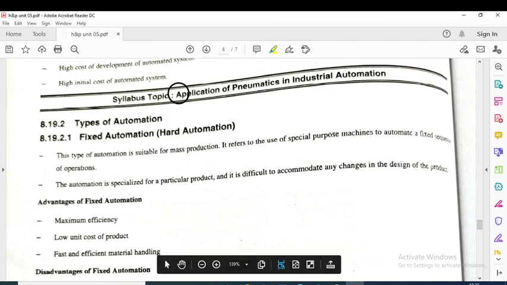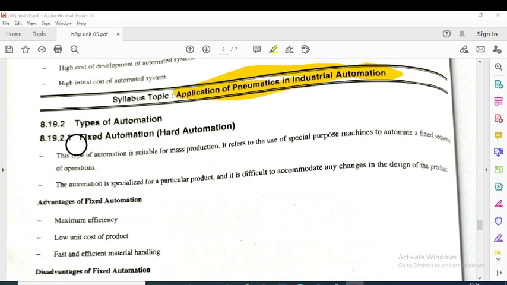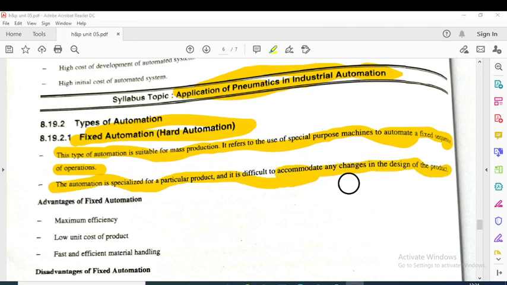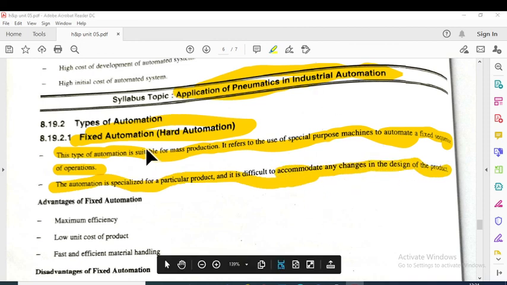Now we are going to discuss the applications of pneumatic systems in industrial automation. Okay. So it can be used for fixed automation or hard automation. This type of automation is suitable for mass production. It refers to the use of special purpose machines to automate a fixed sequence of operations. The automation is specialized for a particular product, and it is difficult to accommodate any change in the design of the product. So for fixed automation, we can use this pneumatic system.